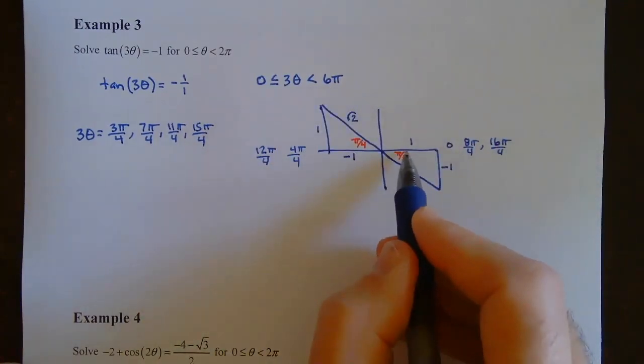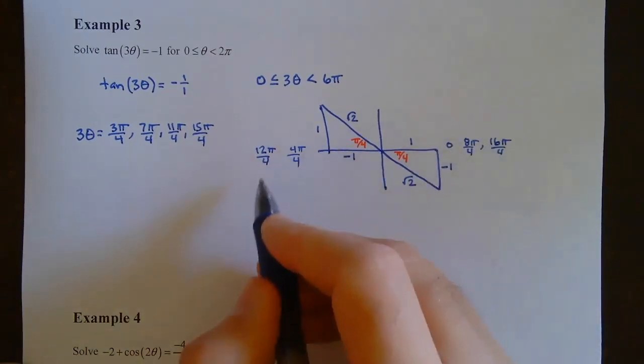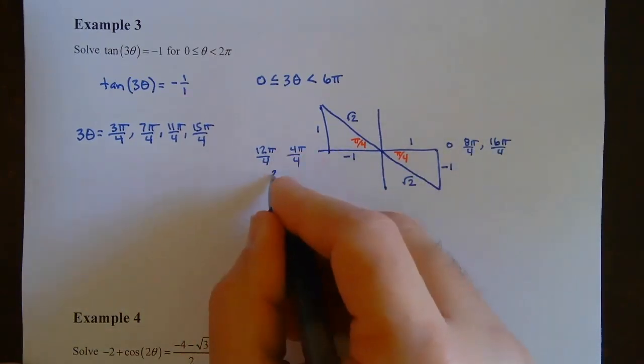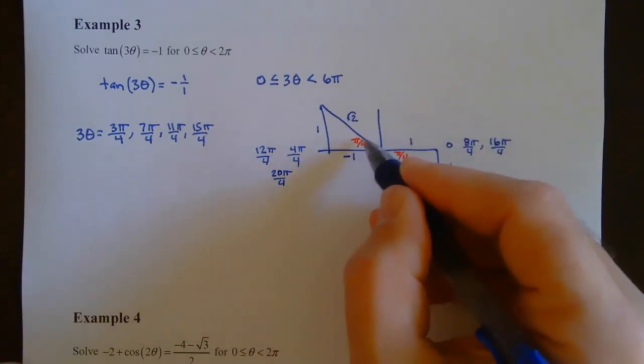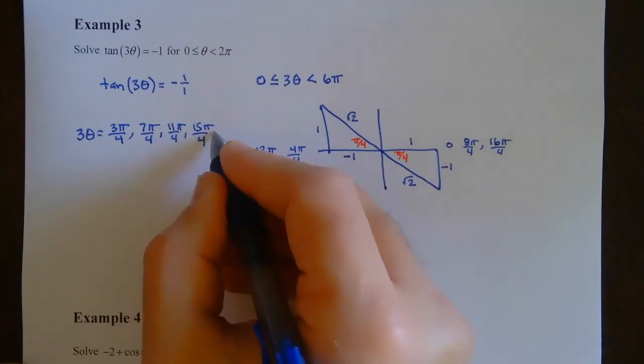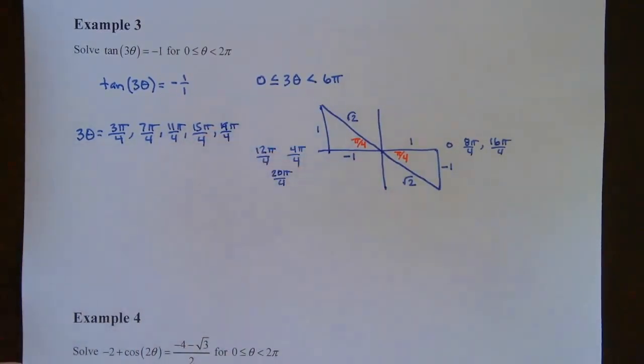Okay, so now I'm going to keep going. If this was 16 pi over 4, then this would have to be 20 pi over 4. Once again, that's too much rotation. I've got to back it off of pi over 4. So this would be 19 pi over 4.